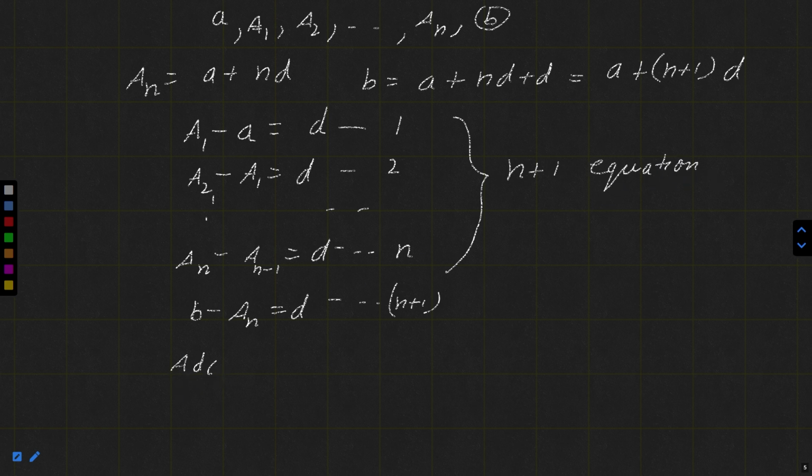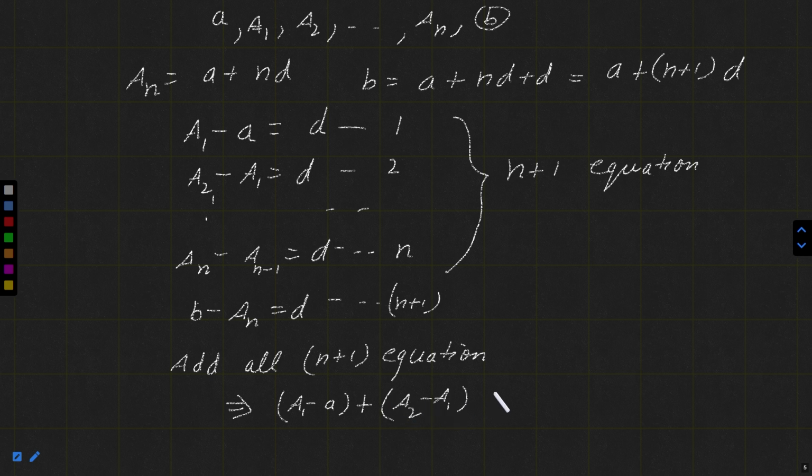So adding all N plus 1 equations will give me, after adding, A1 minus A plus A2 minus A1 plus till AN minus AN minus 1 plus B minus AN, which will be N plus 1 times D, because D is repeating N plus 1 times, D plus D plus D plus till N plus 1 times.